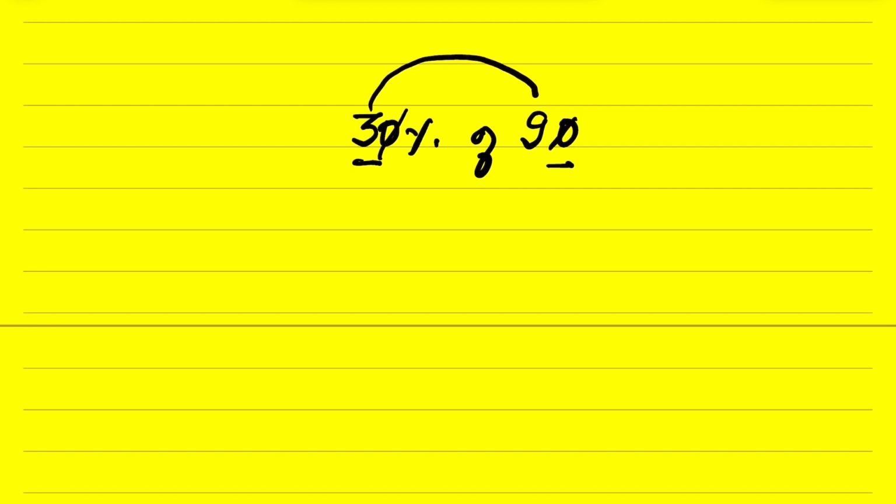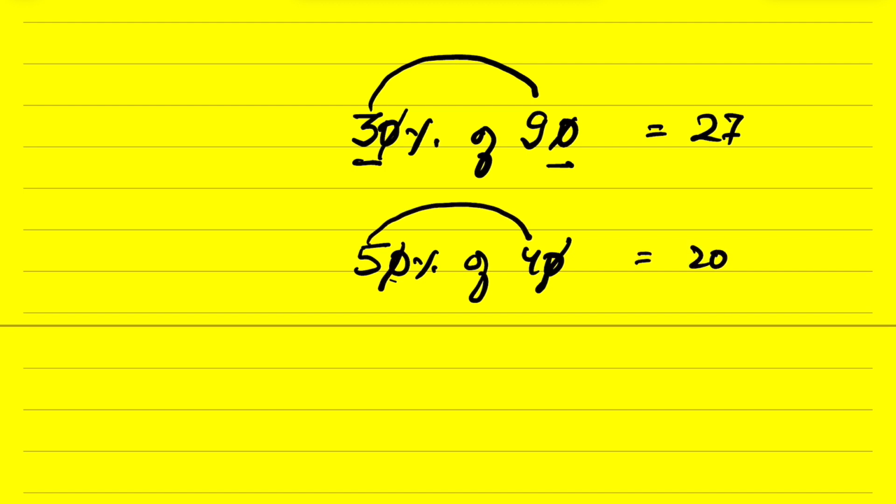Now try this one. 30% of 90. This is much easier. Since both the numbers have 0 in it, you just cancel the zeros and multiply these two. 3 times 9 is 27. If you have to calculate 50% of 40, you just cancel these two zeros and multiply it. 5 times 4 is 20. So if you're getting zeros, the calculation is much easier.